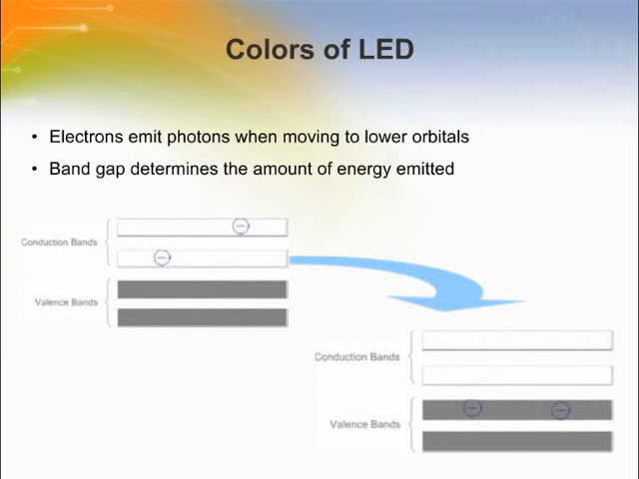In metals, there is no band gap between conduction band and valence band, so no visible light is emitted. For semiconductor materials, the band gap is larger, but varies depending on the materials used, and in turn, this determines the color of the emitted light.